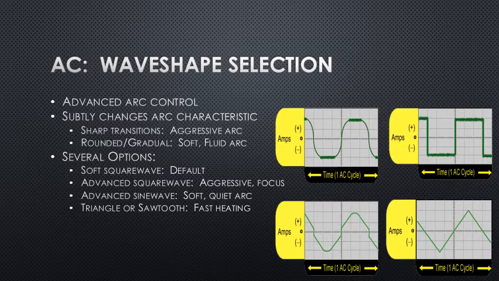While most people aren't going to notice a major change between any of these waveforms, there are subtle differences that include the puddle wetting action, weld penetration, and ultimately directional control in critical applications. But most people are going to find that a soft square wave works the best, and that's usually the default for most of the modern equipment, where we get good transition through the zero crossover area, and the arc provides nice wetting action and good puddle control.